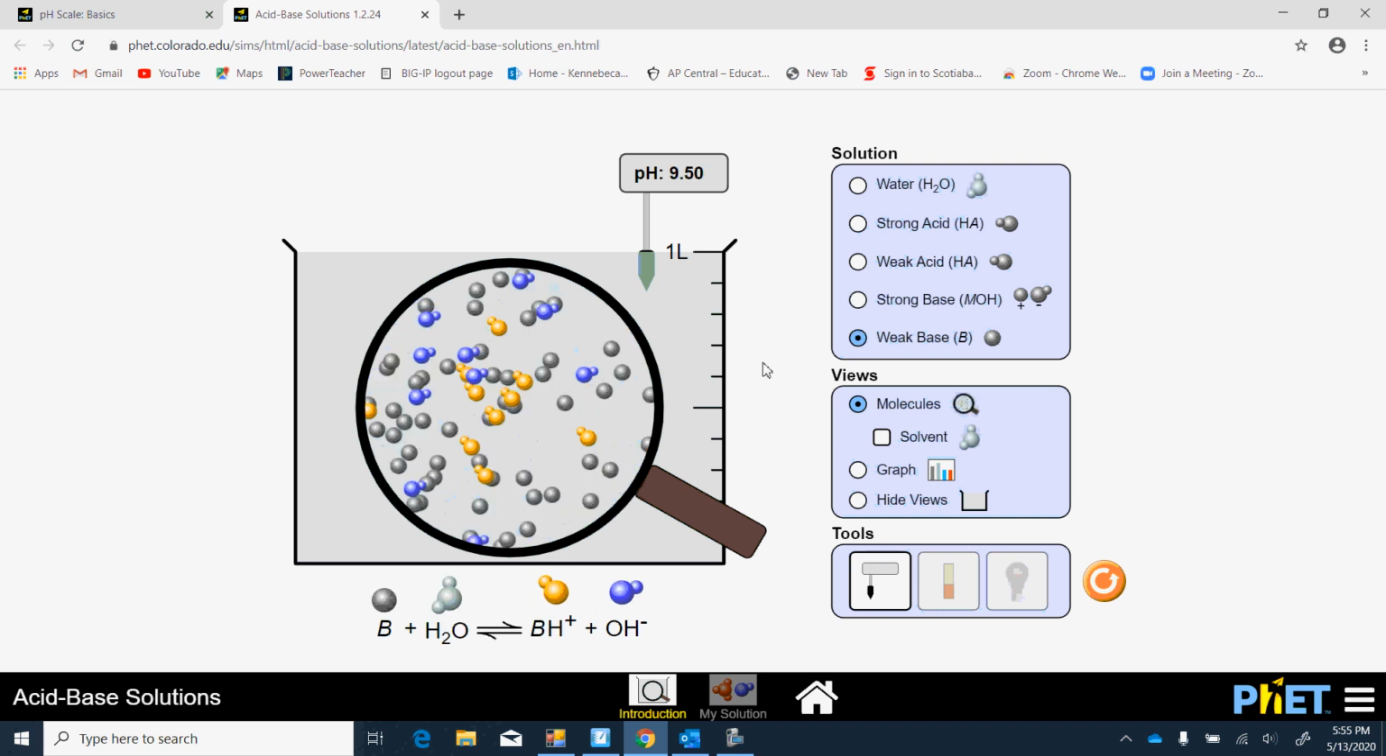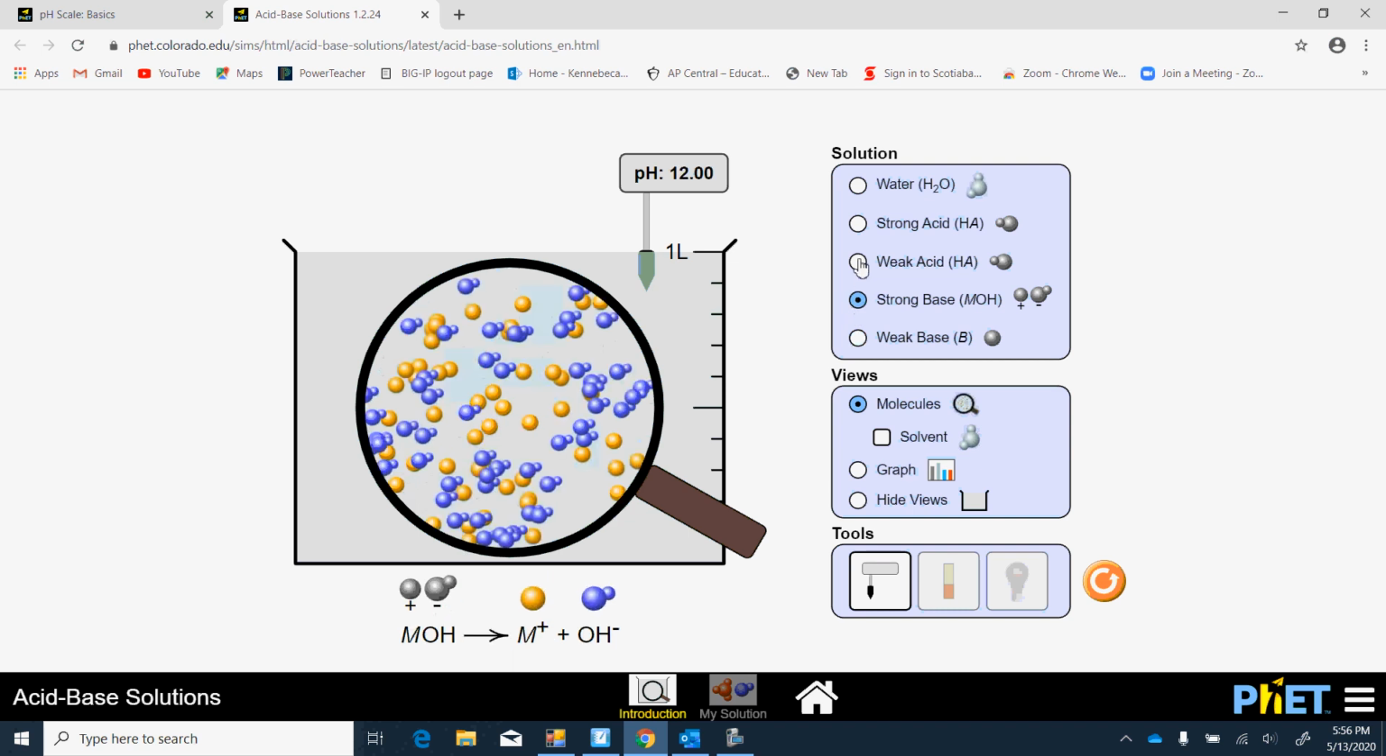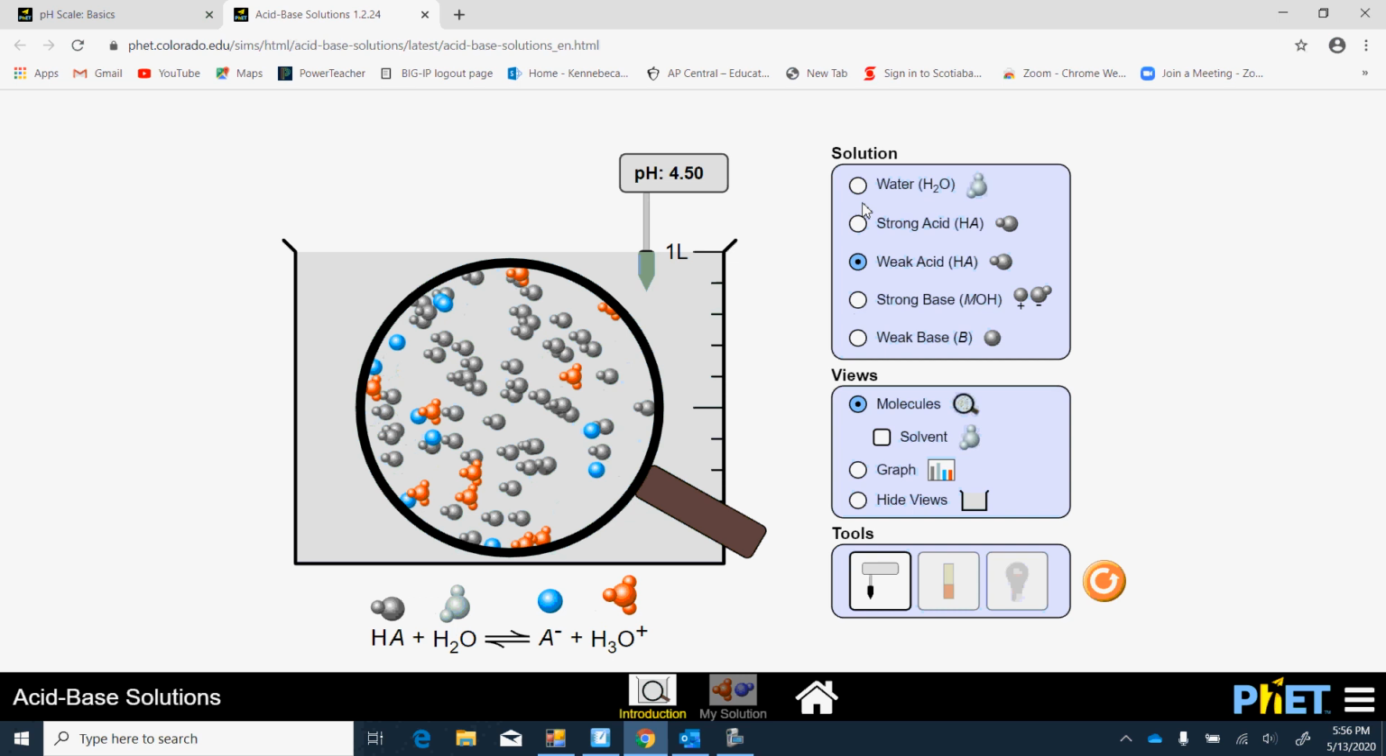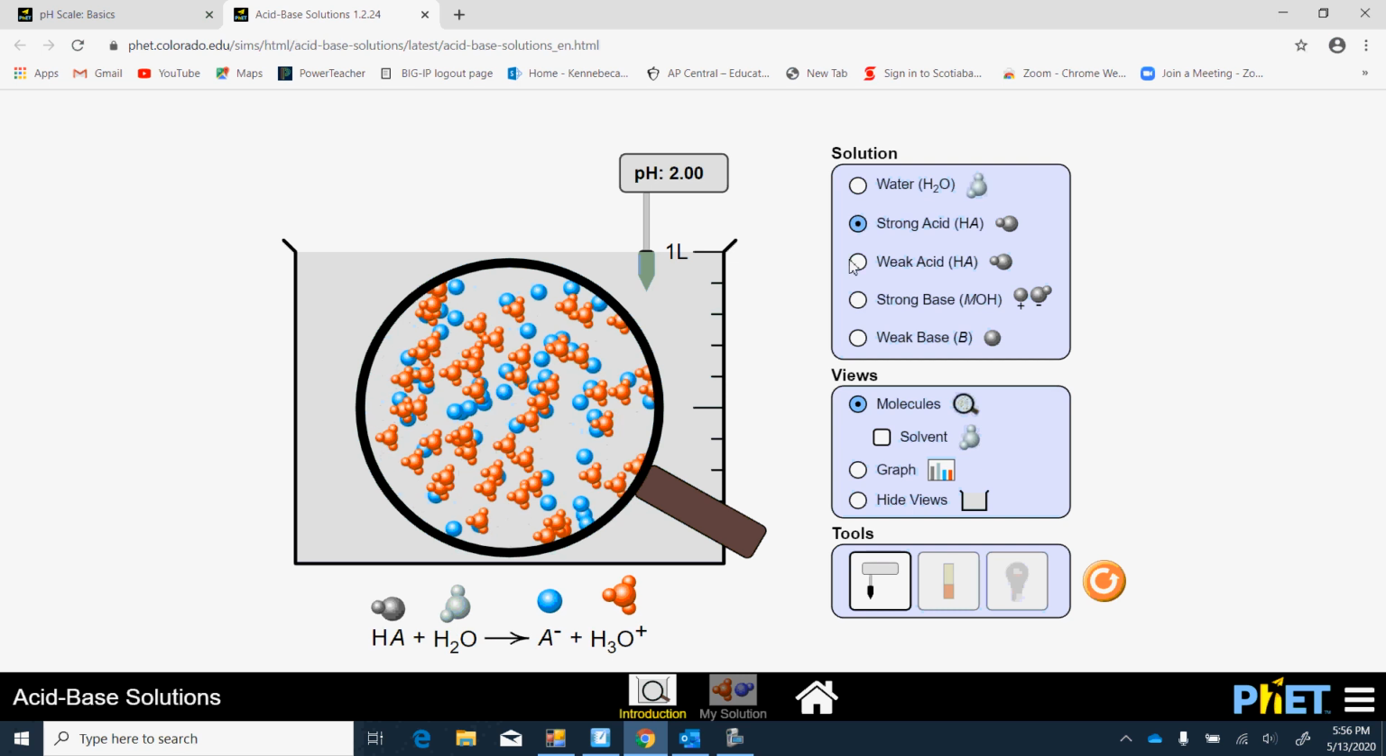And our weak base, again, lots of grays left over, so it's favoring the reactants. So it's got just slight dissociation, right? Weak dissociation. So we can see the difference, and you can see the difference here. So even a weak base is going to be up there, 9.50. And a strong base is even higher, okay? Whereas a weak acid closer to 7 and a strong acid closer to 1.